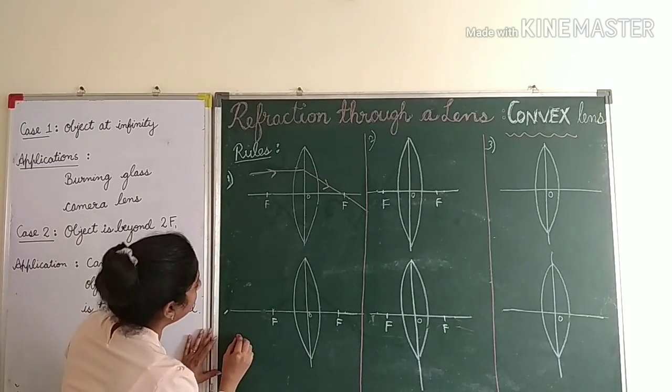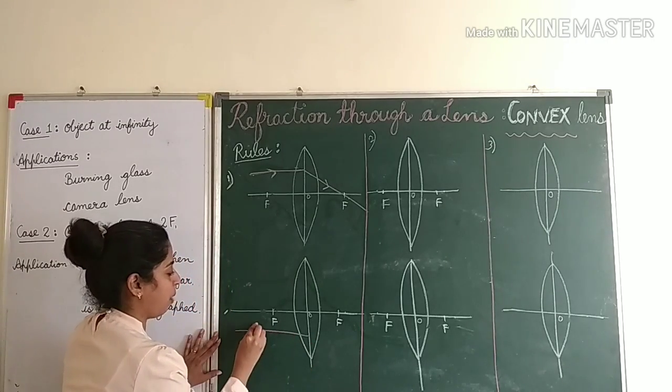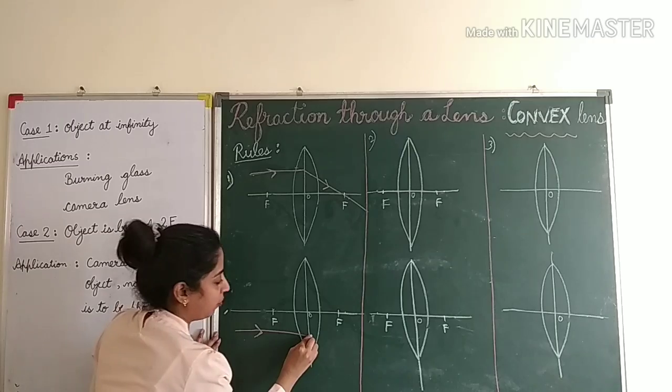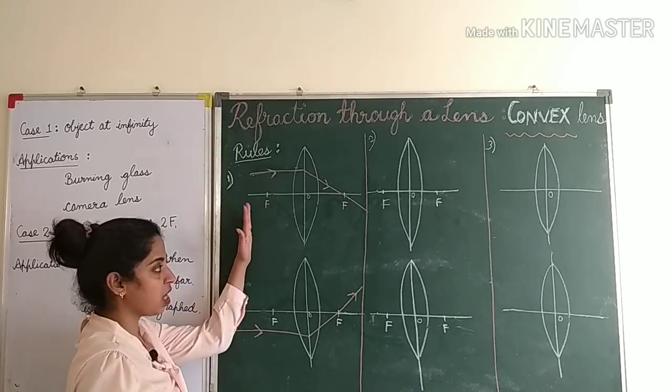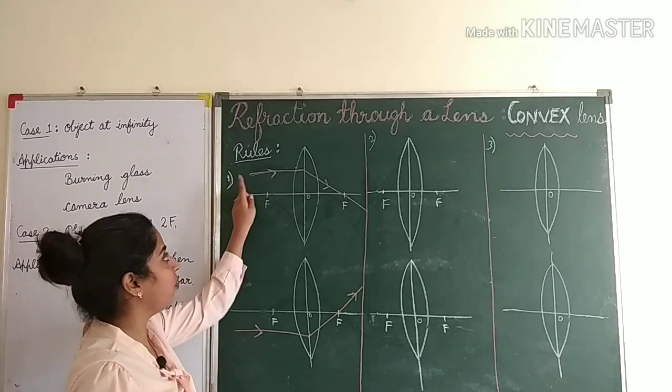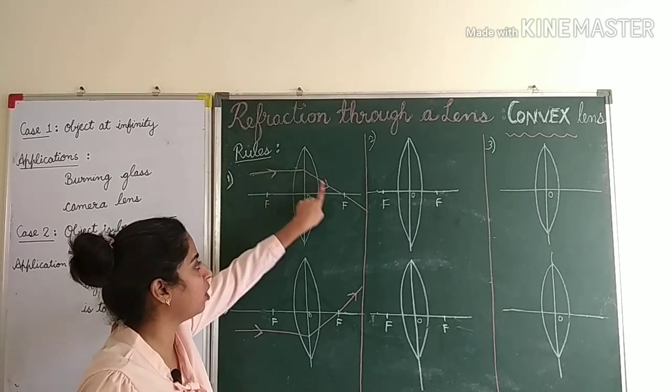Now it can come from down also. Here you can see this incident line is parallel to the principal axis. After refraction, it is passing through focus. This is our rule number 1, that whenever the incident ray is parallel to the principal axis, after refraction it will pass through focus.